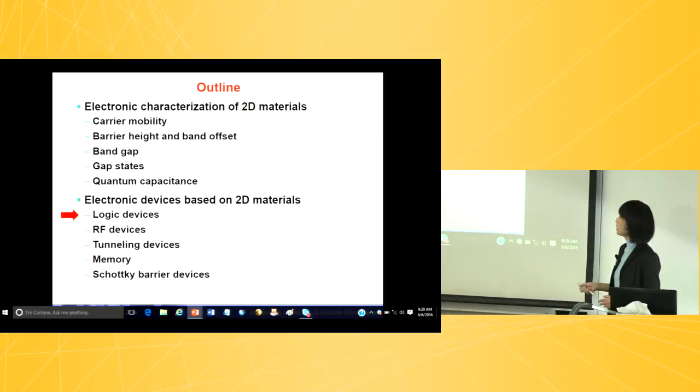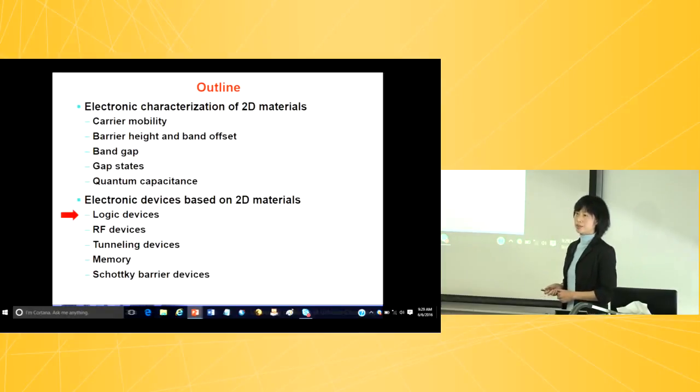So those are the basic electrical characterizations for 2D materials. Now I will move on to the electronic devices based on 2D materials.